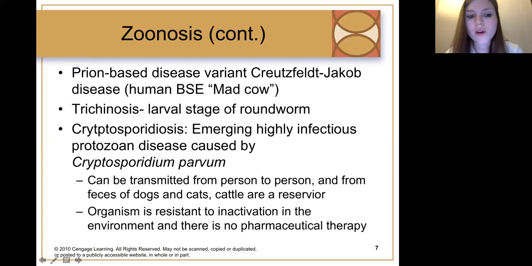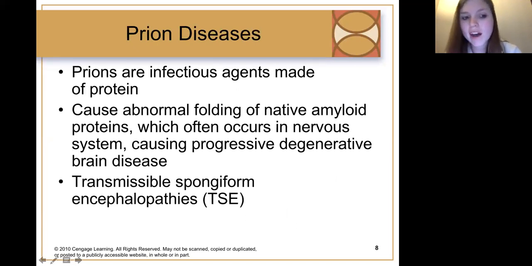So we've talked about different zoonotic diseases. We talked about the prion-based diseases, so basically mad cow, and then other types. Mad cow is caused by a prion, which is the infectious agent that's made of protein. How this works is that it causes abnormal folding of the native amyloid protein. So these prions are not necessarily a virus or bacteria or anything like that. This is actually a case where it's a protein. So protein P, prion P, kind of a good way to remember it.